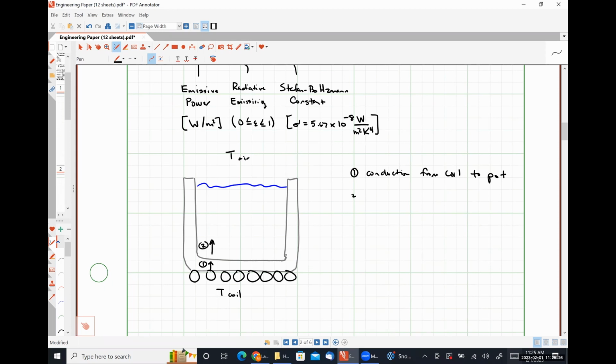So this is going to be convection from pot surface to the liquid. If our water is still, it is natural convection. If we stir the water, it is forced convection. Because if it's still, it's natural, and if it's moving, it's forced, right?